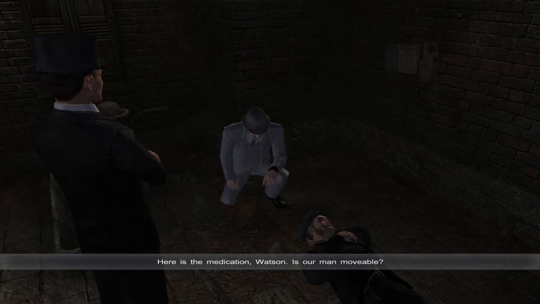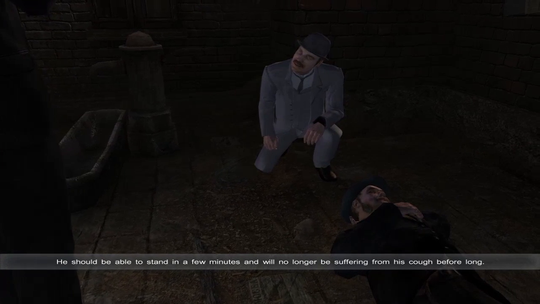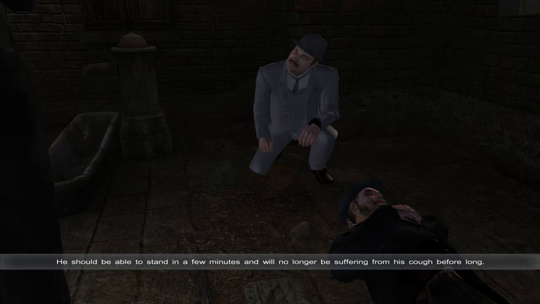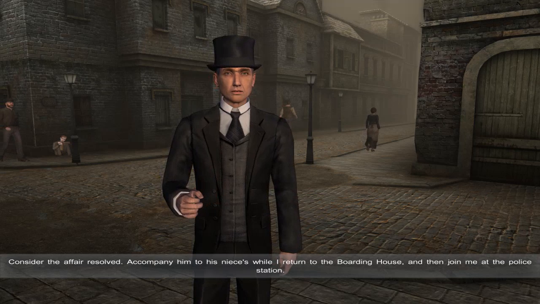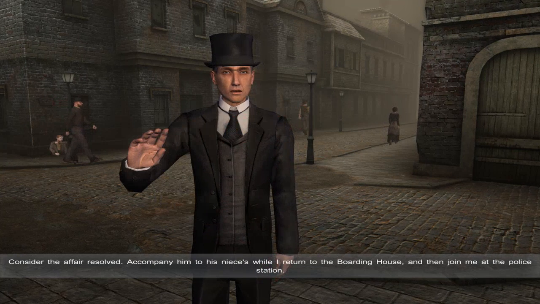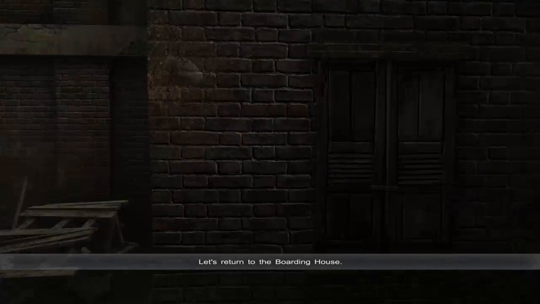Here is the medication, Watson. Is our man movable? He should be able to stand in a few minutes and will no longer be suffering from his cough before long. Consider the affair resolved. Accompany him to his niece's while I return to the boarding house, and then join me at the police station. Let's return to the boarding house.